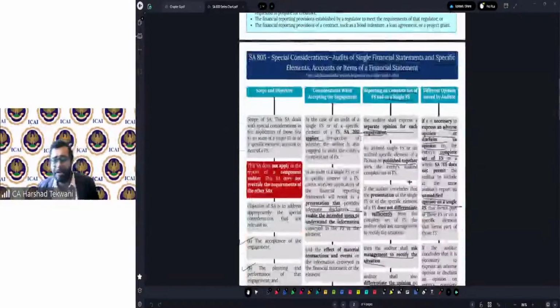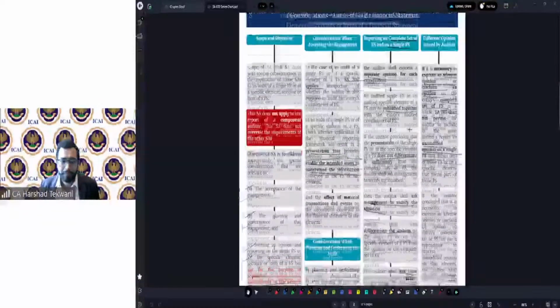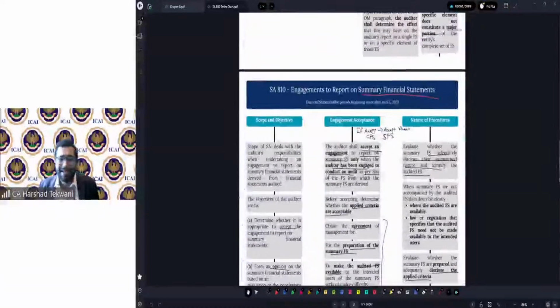SA 805 talks about the audit of financial statements with a specific or a single item, not the whole set, but only one item like P&L, balance sheet, statement of changes in equity. Whereas SA 810 talks about engagement to report on summary financial statements, a summary of the whole set of financial statements.